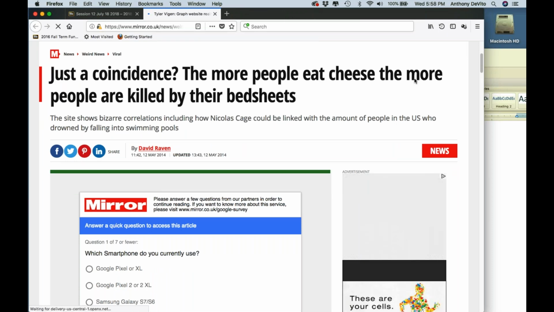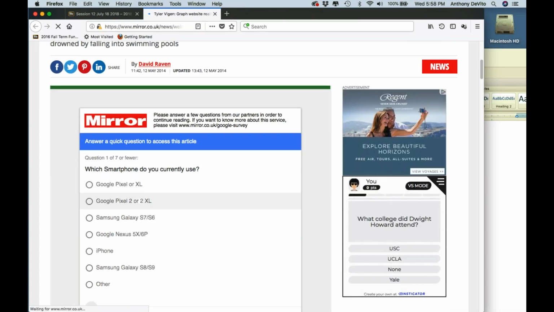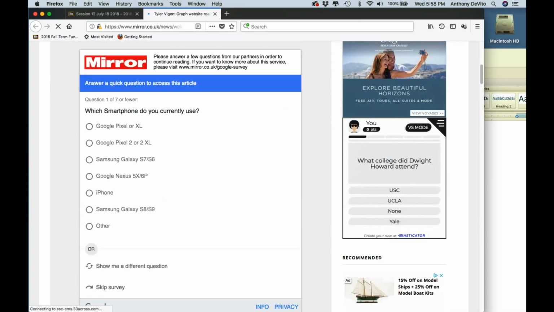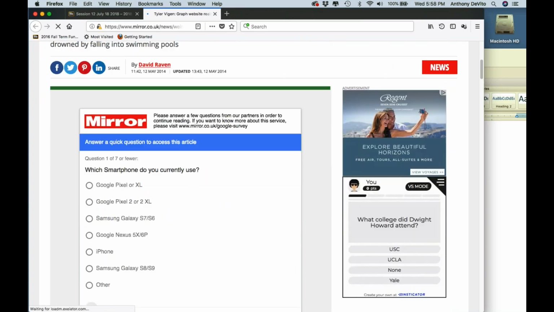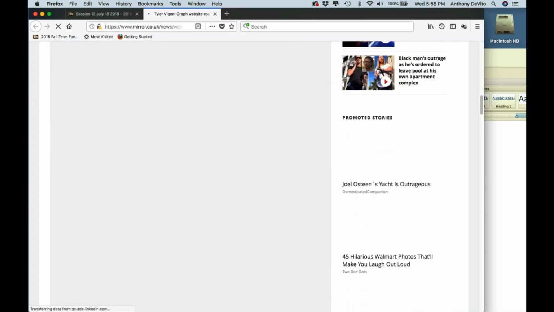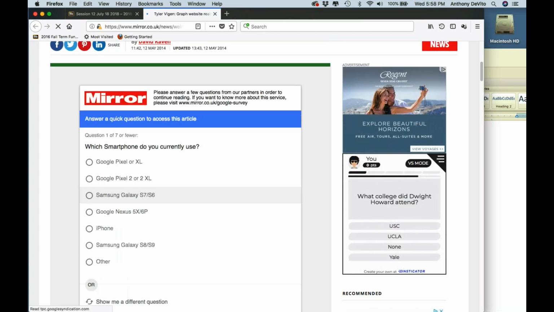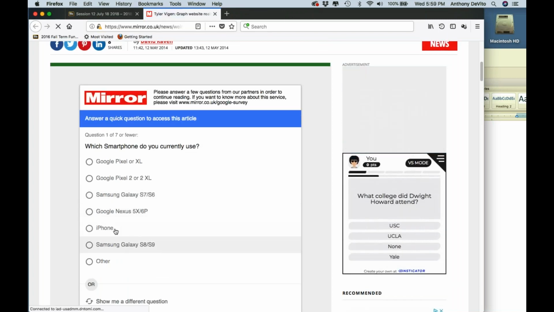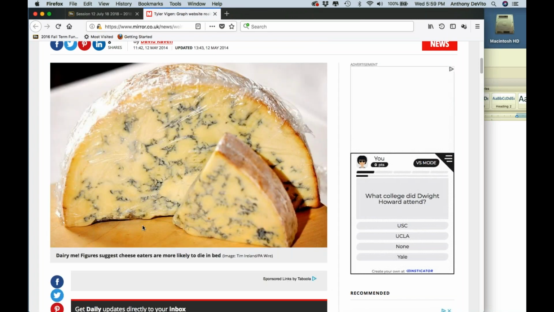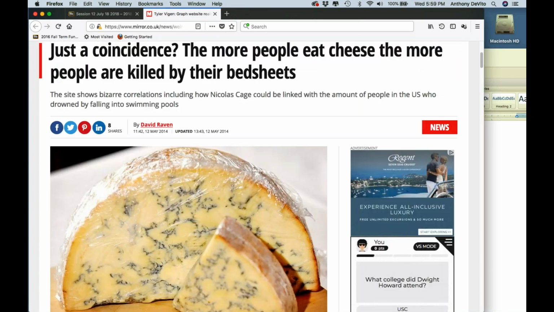Correlation, not causality. The more people that eat cheese, the more people are killed by their bed sheets. Now, he demonstrates that. He doesn't use the correlation coefficient, he uses techniques where he's showing it graphically. I'm going to see if I can get this to go away by answering this question. Okay, good. So there you go.